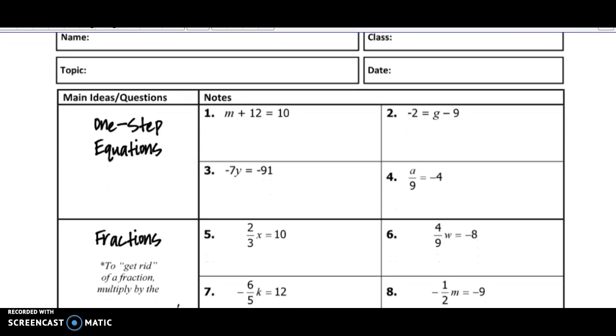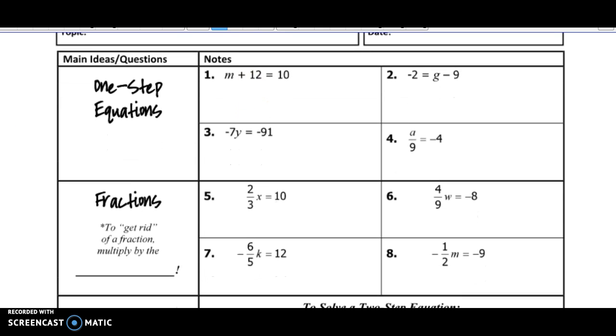When we're trying to solve an equation, that means I need to find the value of the variable. So in an equation like this, number 1, I need to find out what does m stand for. So to do that, I need m to be all by itself in this equation. So I'm getting rid of whatever numbers are on the same side of the equation as my variable. And to do that, I'm going to use the inverse operation. So the opposite of adding 12 would be subtracting 12.